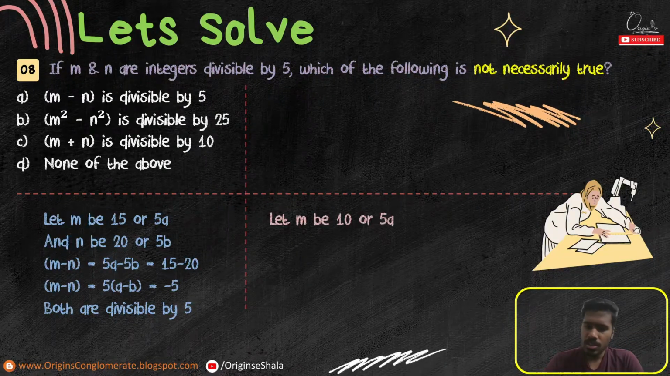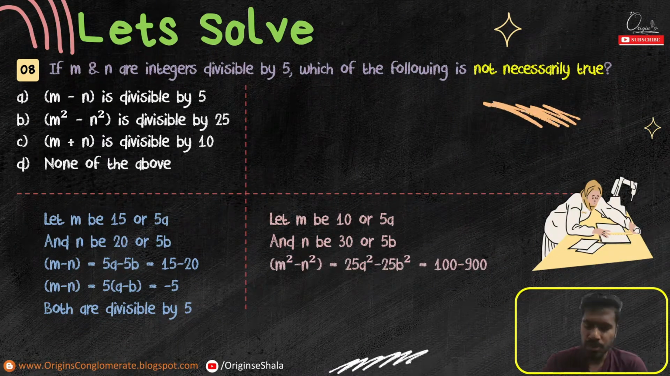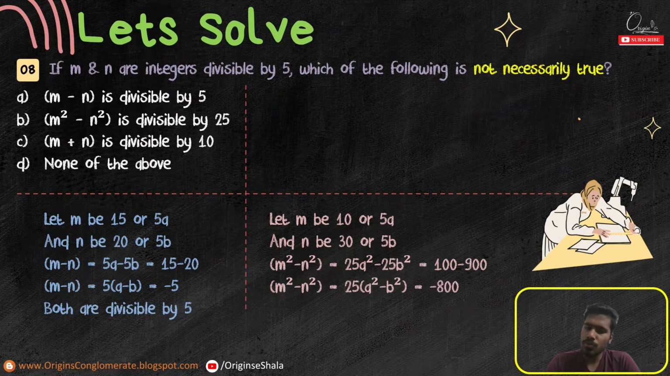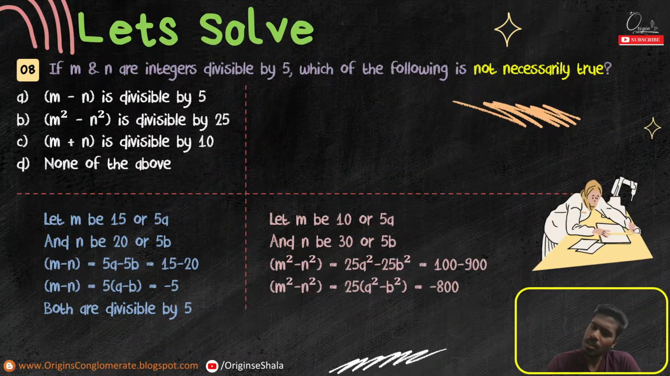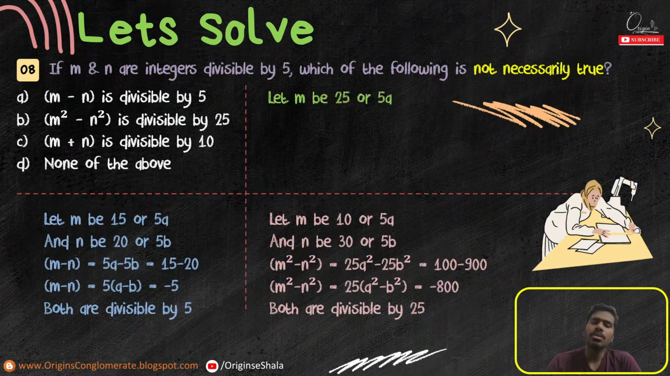Second one, let's do the same approach. This time I will be taking 10 and 30 and I will again repeat the operation. This time we are squaring, and similar to the first case, we are getting 25 as the common factor. And as you can see in the numeric value as well, they are both divisible by 25. So this scenario is also always true. Coming to the third one.